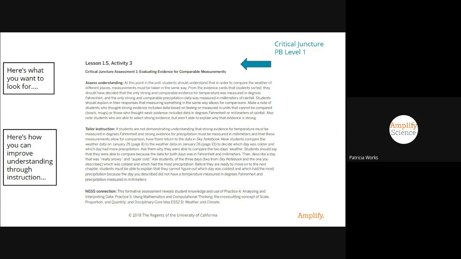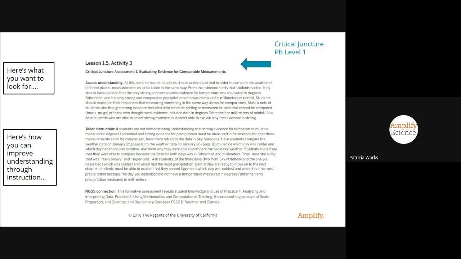If students don't demonstrate an understanding that weather can only be compared when you're using standard measurements, they suggest returning to the book, Sky Notebook, and looking at that data and asking them how they were able to compare the data on January 25th and 26th. Contrast this with asking how much information statements such as really snowy or very cold actually give them about the weather. Before students move on to the next chapter, we want them to be able to explain that they can't figure out which day was the coldest or which had the most precipitation unless there was a standard measurement that they could use to compare the weather.